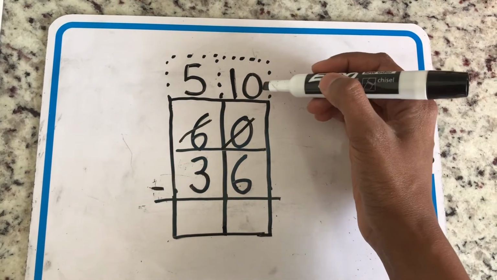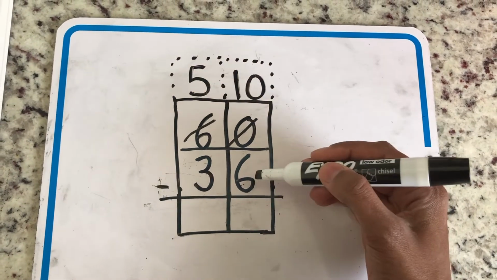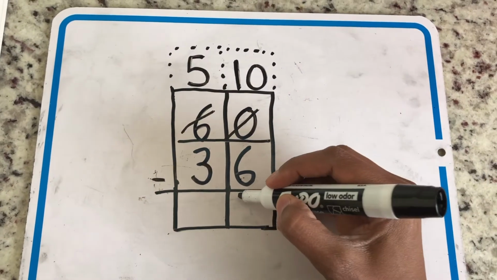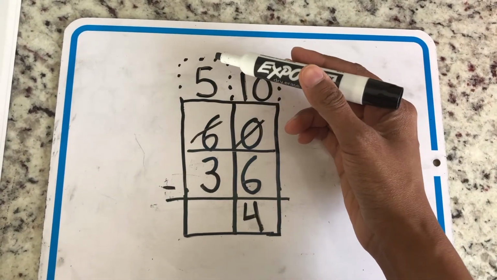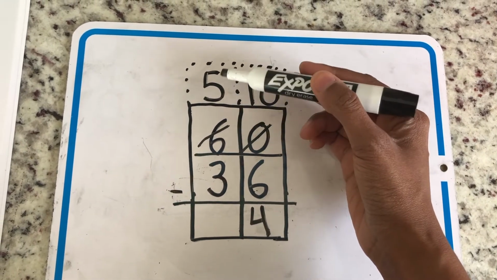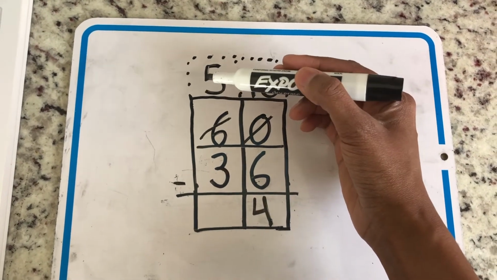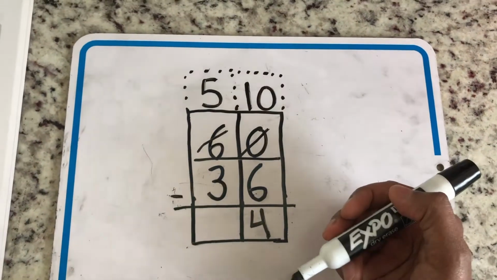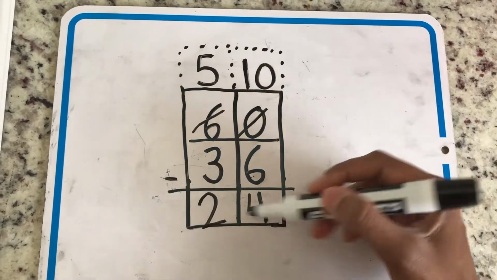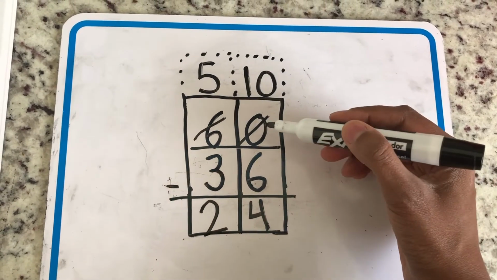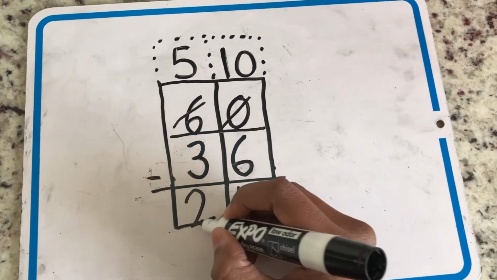Now let's subtract. So here we have 10 ones. I need to take away 6. What's 10 take away 6? 10 take away 6 equals 4. Let's go and do the 10s now. So I used one of my 10s to regroup into 10 ones, so I have 5 left. So what's 5 take away 3? 5 take away 3 is 2. So my answer is 24. 60 take away 36 equals 24.